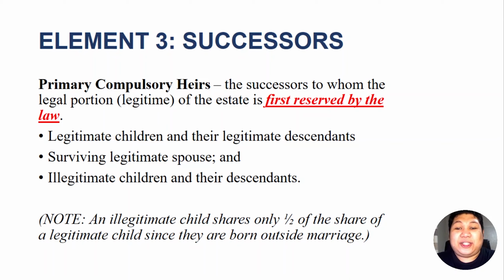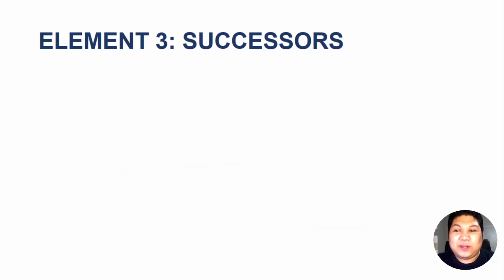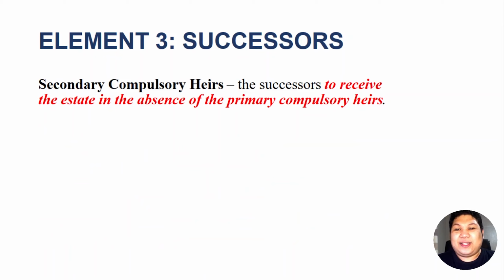Okay? So, an illegitimate child shares only one half of the share of a legitimate child since they are born outside of marriage. So if one legitimate child inherits 2 million, then an illegitimate child would only share 1 million. That's one half of the 2 million. So these primary compulsory heirs will be the first persons to inherit the property, and in their absence, because maybe they are dead or they're just simply not present, the next to succeed will be the secondary compulsory heirs. So these are the successors to receive the estate in the absence of the primary compulsory heirs.